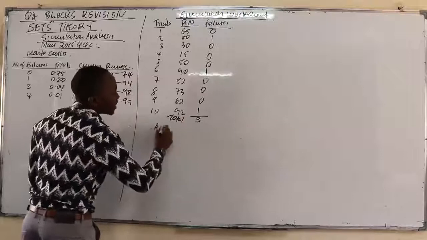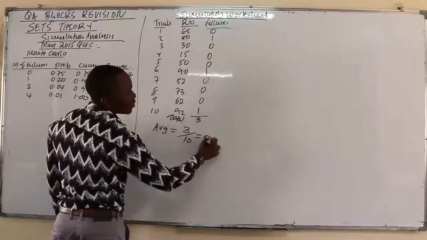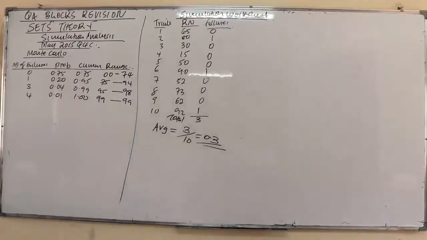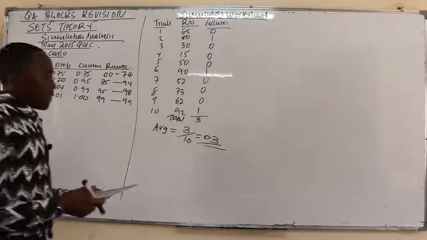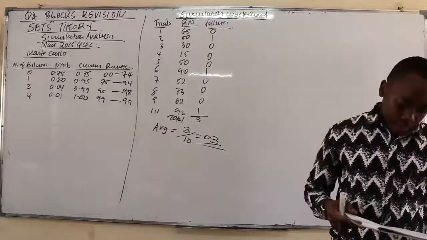Now let's get the average. The average, you just take 3 over 10 and you get 0.3. As simple as that. That one is something to remember, so just take a screenshot. So we can still do another question.